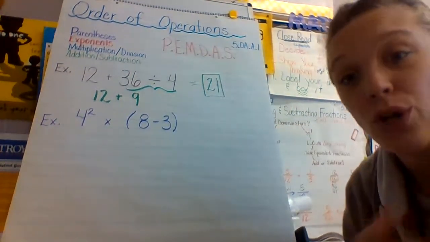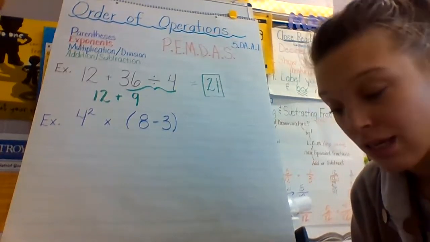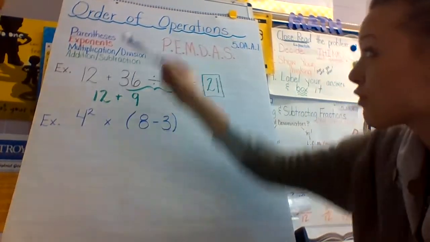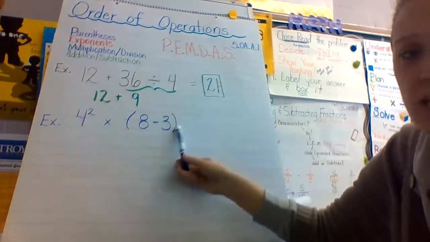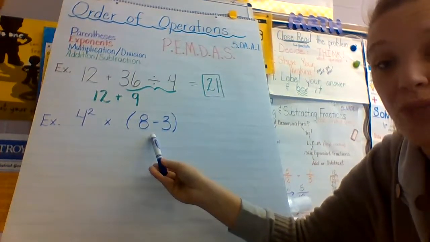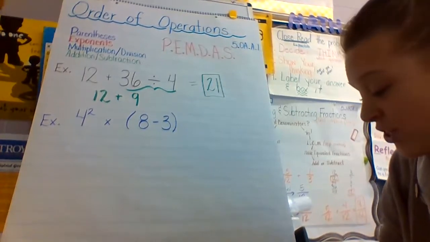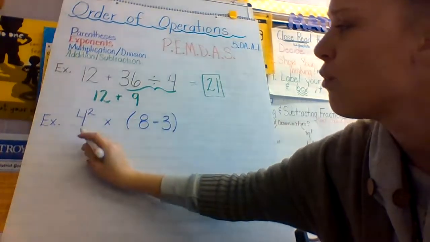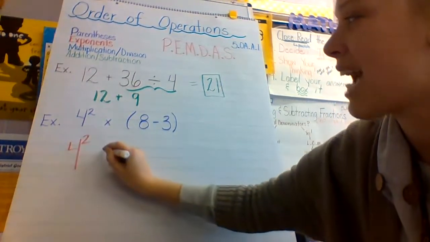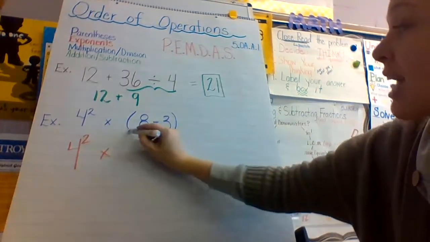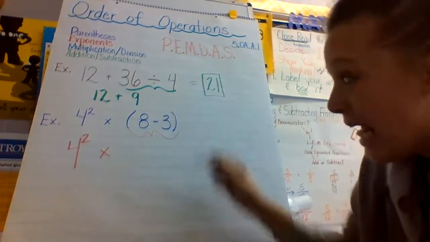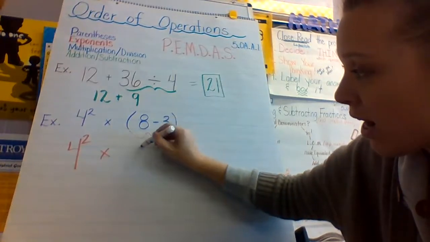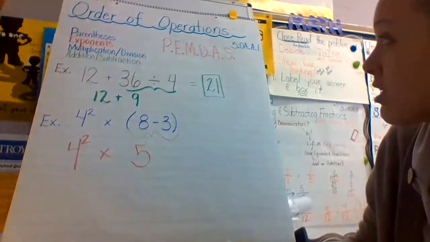My second example, I'm going to go through the same exact process of going through my checklist to work on whatever operation comes first. So first, my P is for parentheses. Do I see any parentheses? You bet I do. That's the work I'm going to do first. What that means is 4 raised to the power of 2 is going to continue on to the next step because I'm not there yet. I can do 8 minus 3 because that's inside the parentheses. So 8 minus 3 is 5. So I did my parentheses.